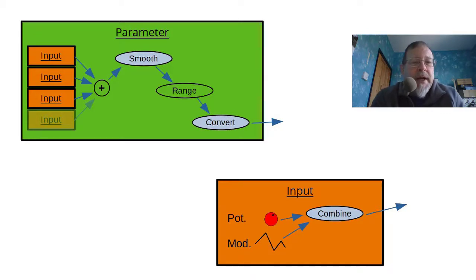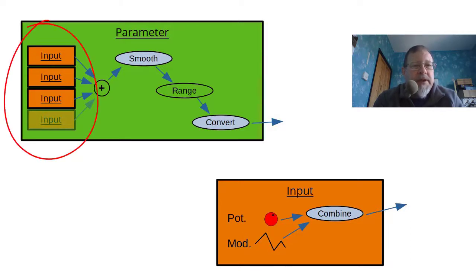And we tried to create a parameter that would do any job. So it can have a number of inputs, which it sums together, smooths, clips to a range and converts to some sort of output.